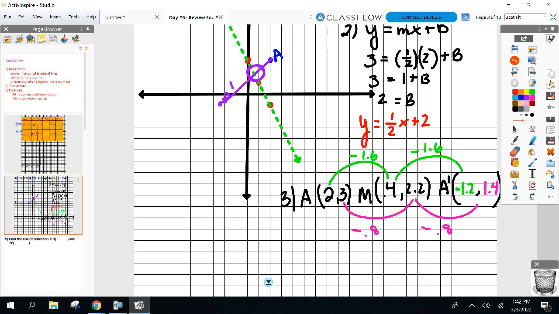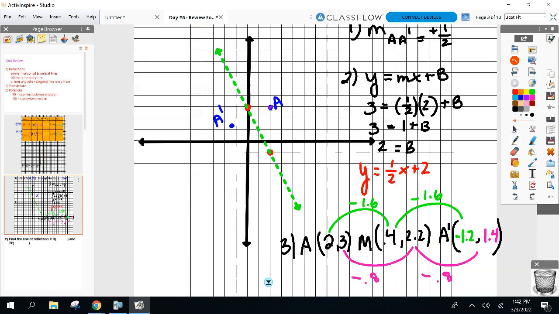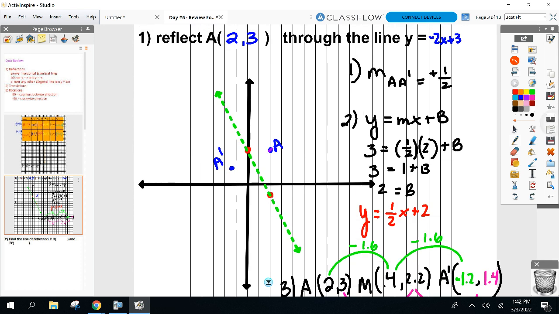And I still have the graph up here, so quick peek. Negative 1.2, 1.4. Looks pretty darn good, doesn't it? Right in that area. I fold it over. All right, we all right? Again, I only have time for one. If you want to come in after school today, we can throw out as many as you need. All good on reflecting a point through a line that's not horizontal or vertical? I've got one more honors type of question.